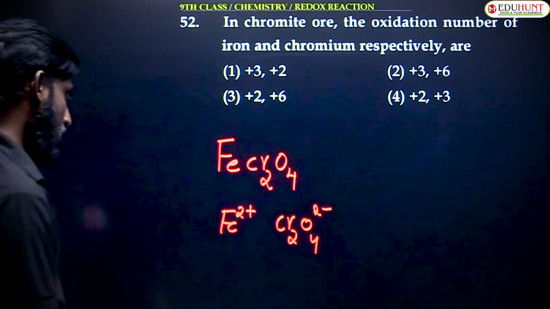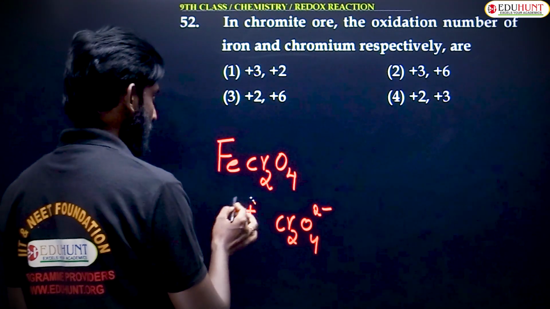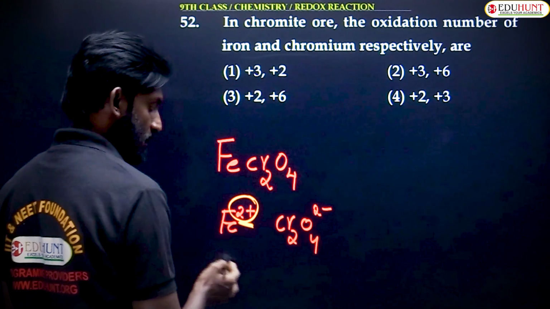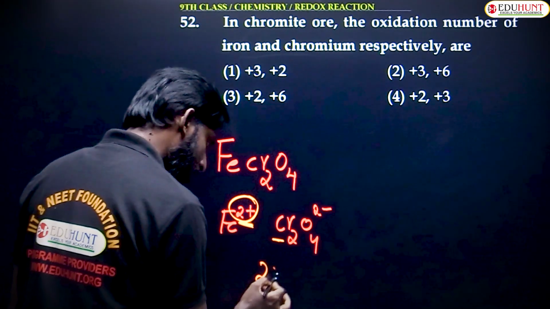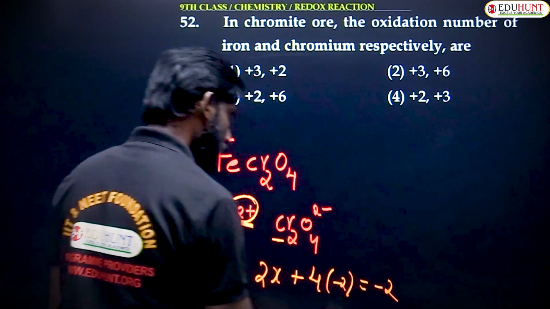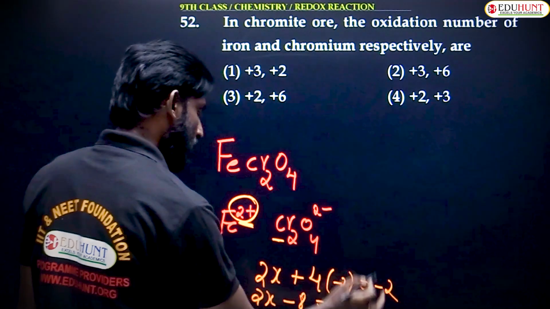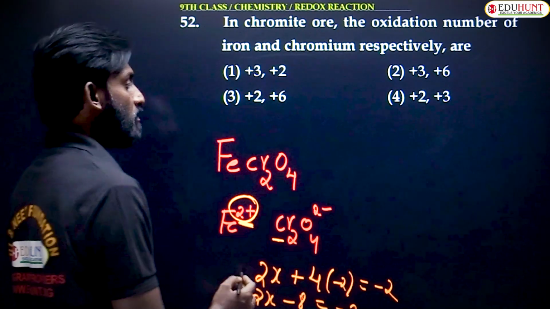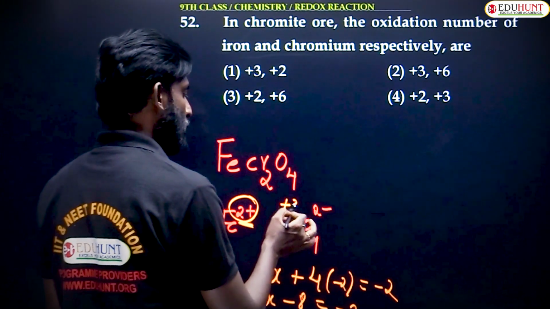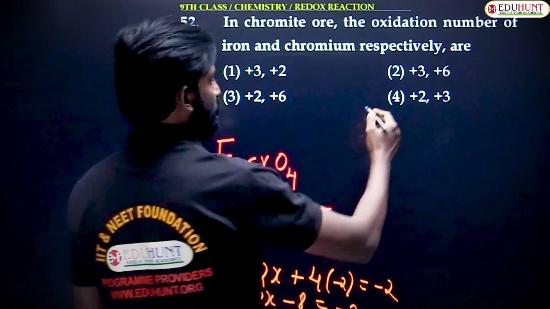Now obviously, what is the oxidation state of iron here? It will be 2 plus. Then what about chromium here? Let it be x: 2x plus 4 into minus 2 is equal to 2 negative. 2x minus 8 is equal to 2 negative. Okay, so x is equal to plus 3. So here chromium comes out to be plus 3. So plus 2, plus 3.